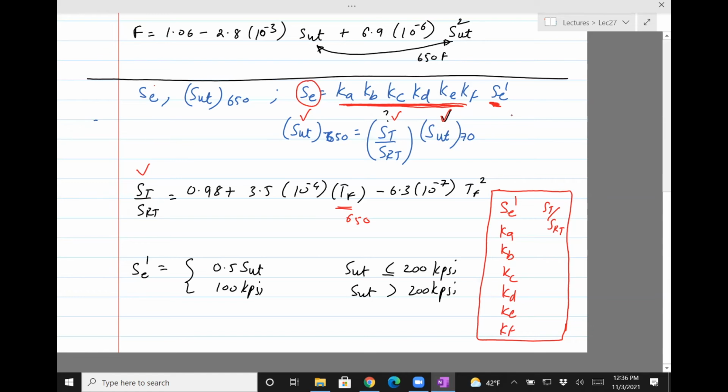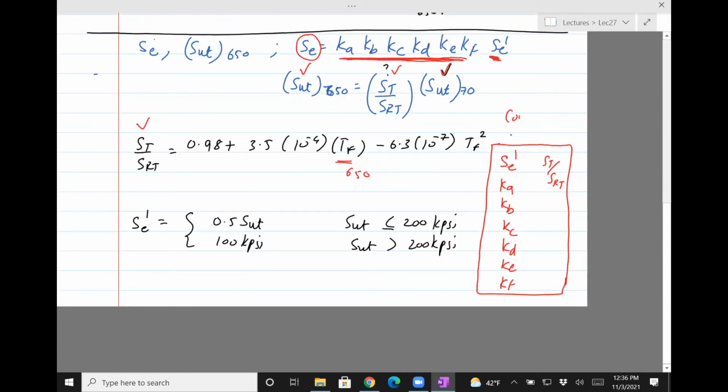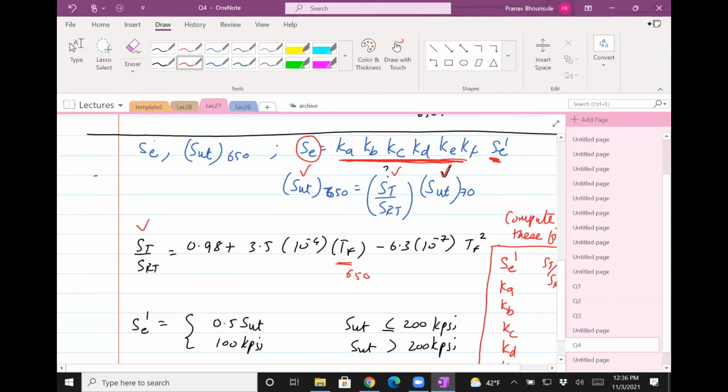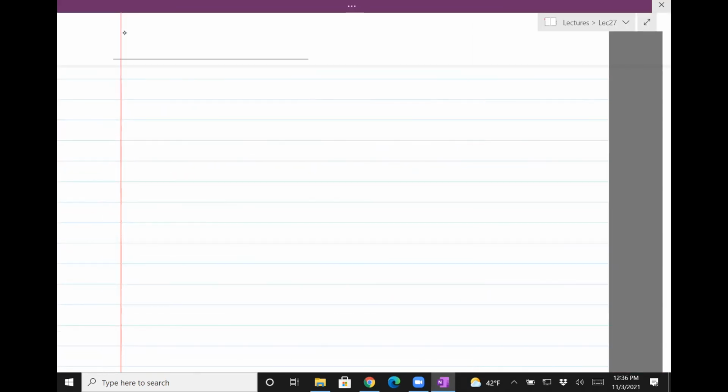So compute these first. Okay, so let's just do that. Let's find these first. This is the actual solution. Okay, that was just me thinking about what sort of things I need. So let's proceed to find SE prime first.